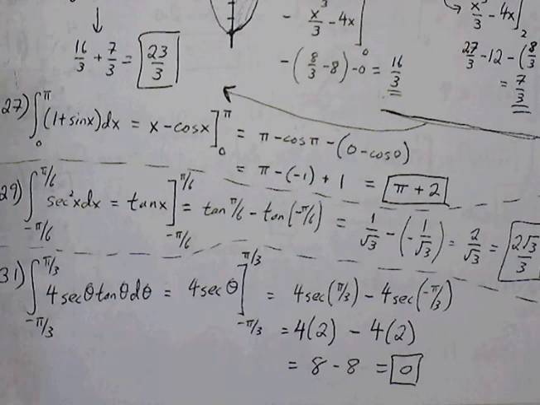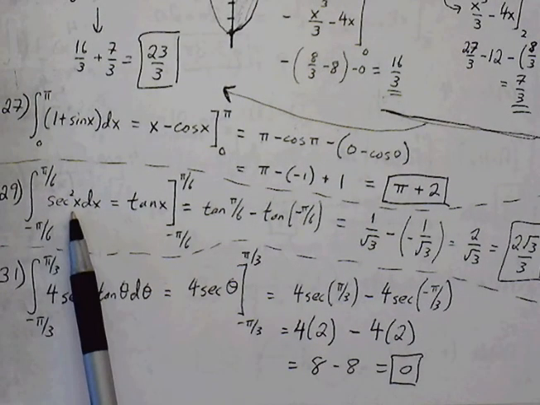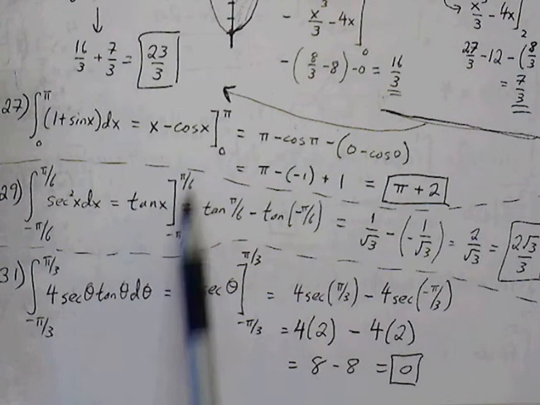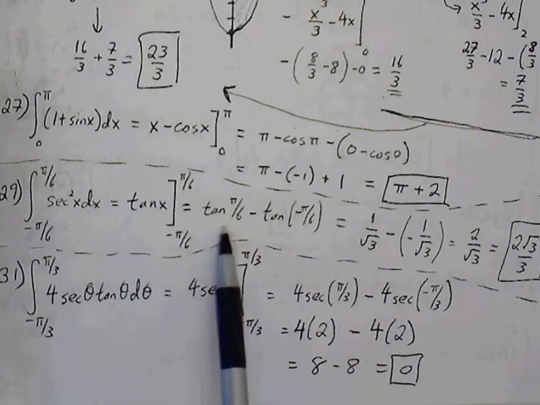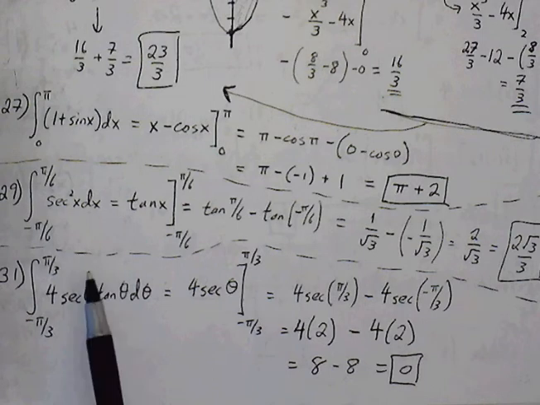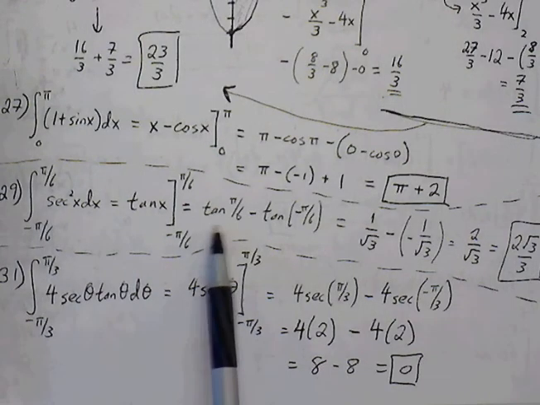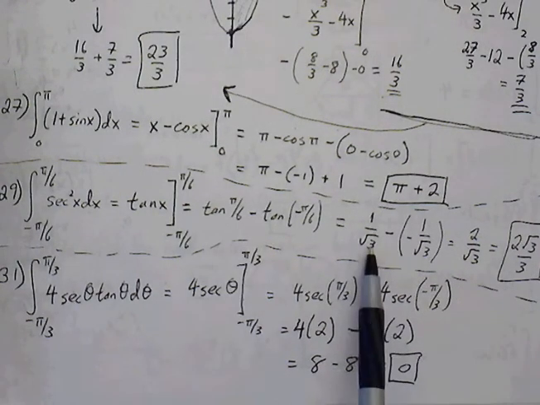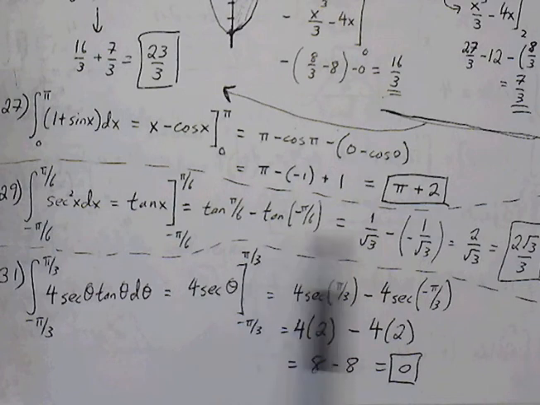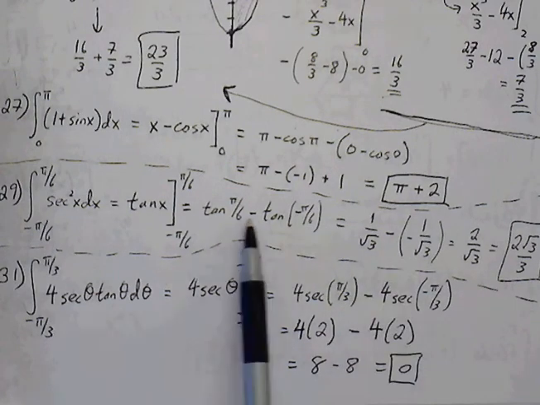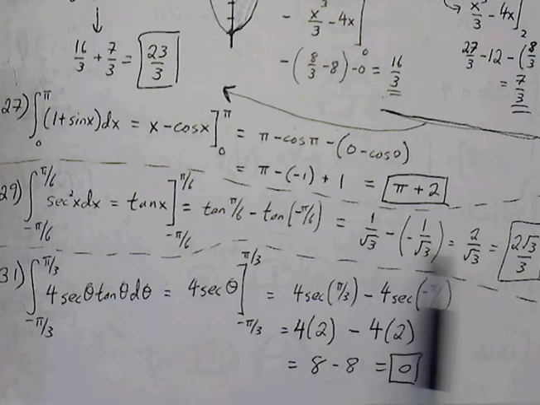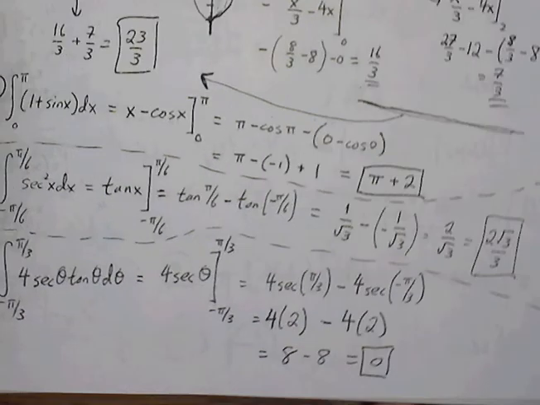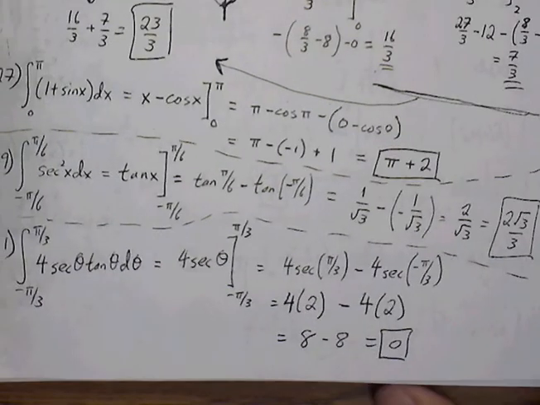Okay, 29. The integral of secant squared x is simply tangent x. Evaluate between upper and lower bound. Plug pi over 6 in for x, plug negative pi over 6 in for x. Tan of pi over 6 is 1 over root 3. Tangent of negative pi over 6 is negative 1 over root 3. But there's a minus in between. The two negatives cancel out, and we're going to get 2 over root 3, or 2 root 3 over 3.